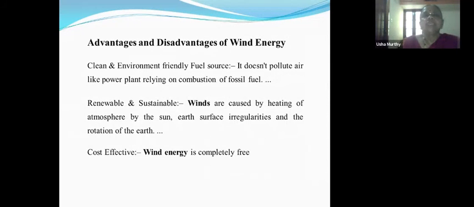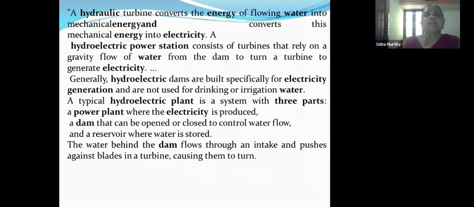Of course, this has been discussed, with many advantages. And now we have hydroelectric power. Generally, hydroelectric power consists of turbines that rely on the gravity flow of water from a dam to turn the turbine blades to generate electricity. Generally, hydroelectric dams are built specifically for electricity generation, not used for drinking or any other purpose like irrigation.